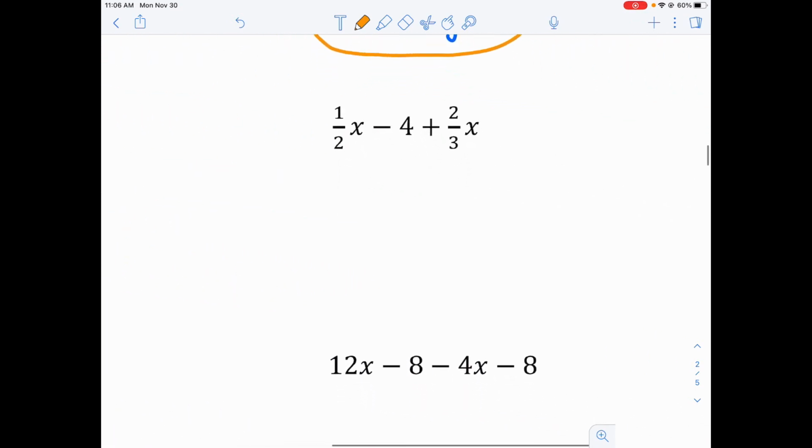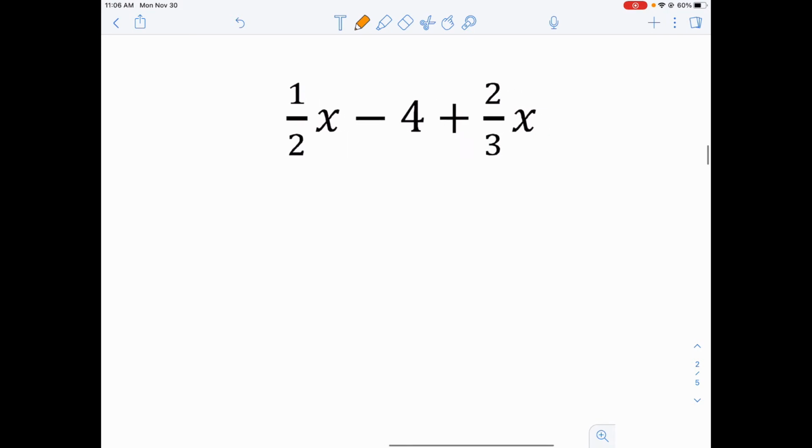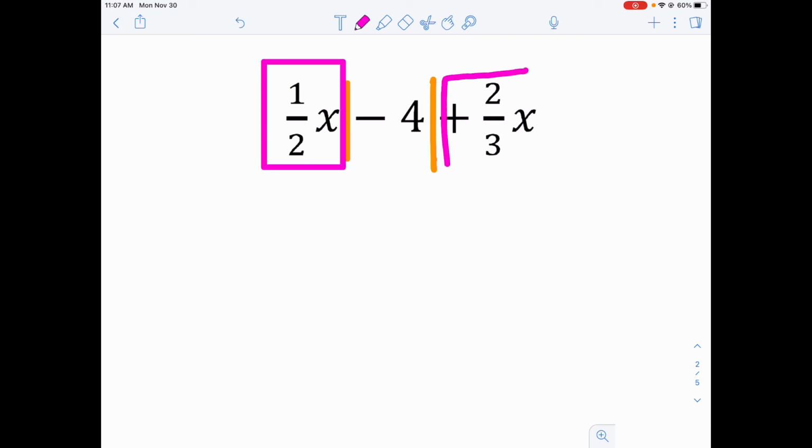Let's go ahead and do one with fractions in it. Same thing, split it by its terms. So here and here. So this expression has 3 terms in it. Identify like terms. I'm going to put a box around 1/2 x, and I'm going to look through to see if I can put boxes around any of the other terms. Negative 4 does not have the same variable, so I can't put a box around it. Plus 2/3 x has the same variable, has the same exponent, so I'm going to put a box around it.